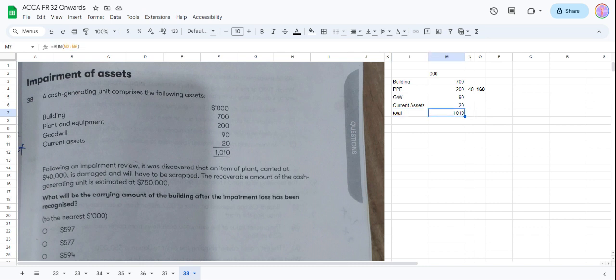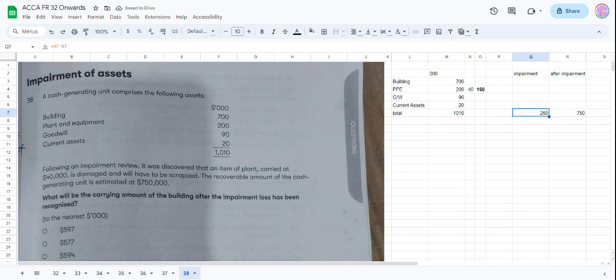and the total value of this cash generating unit, which was 1010, is now reduced to 750. So the total impairment we have is 1010 minus 750. 260 is the total impairment, we can say. Okay. And this is after impairment.